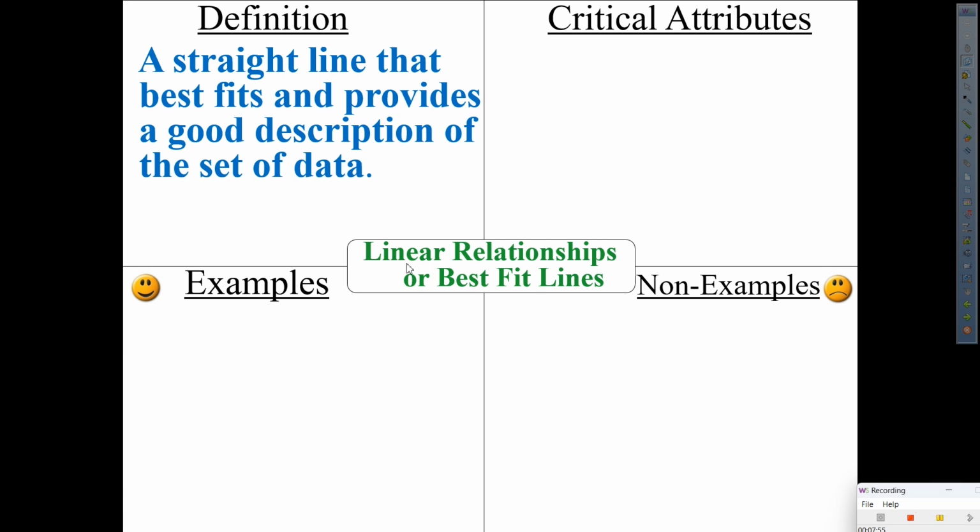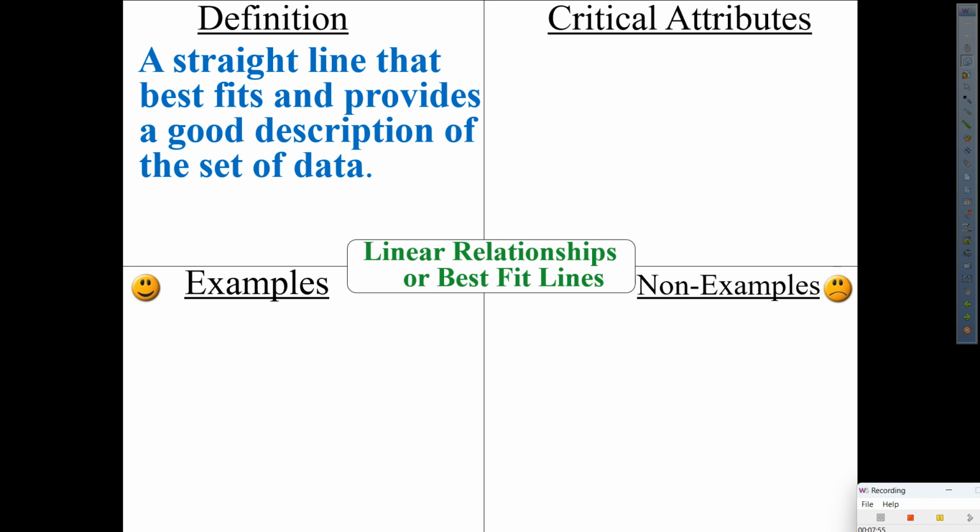So once again, you wrote in the center, linear relationships are best fit lines, in your Frayer model. Definition: a straight line that best fits and provides a good description of a set of data. To get started with our school year, the data is going to be plotted on a graph. So each point that you see on the graph is considered what? Data. Each point is considered data.